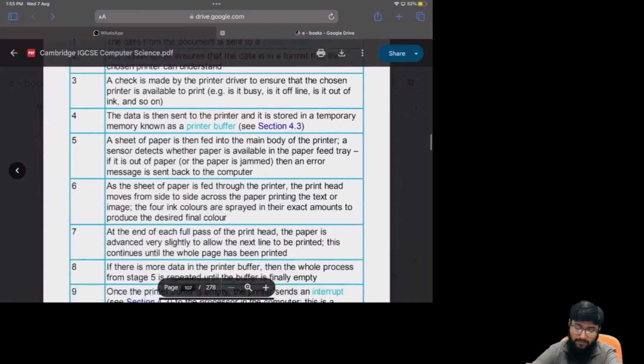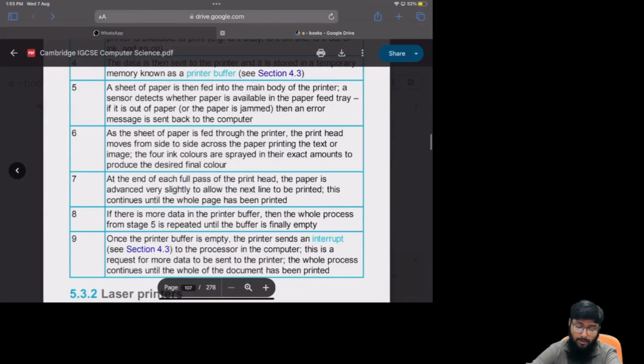Now coming towards the fifth point for the inkjet printer. Now they are saying a sheet of paper is fed into the main body of the printer. A sensor detects whether paper is available in the paper feed tray. If it is out of paper or paper is jammed, then an error message is sent back to the computer. We already discussed this part. Now, as the sheet of paper is fed through the printer, the print head moves from side to side.